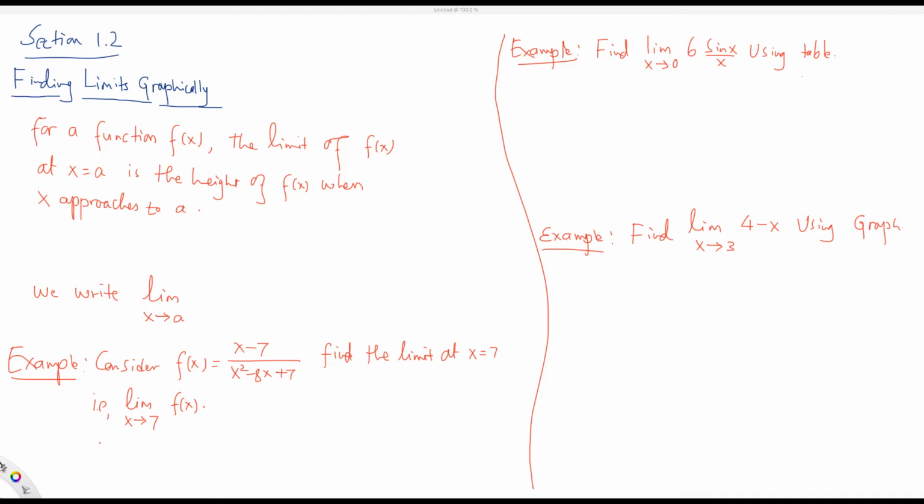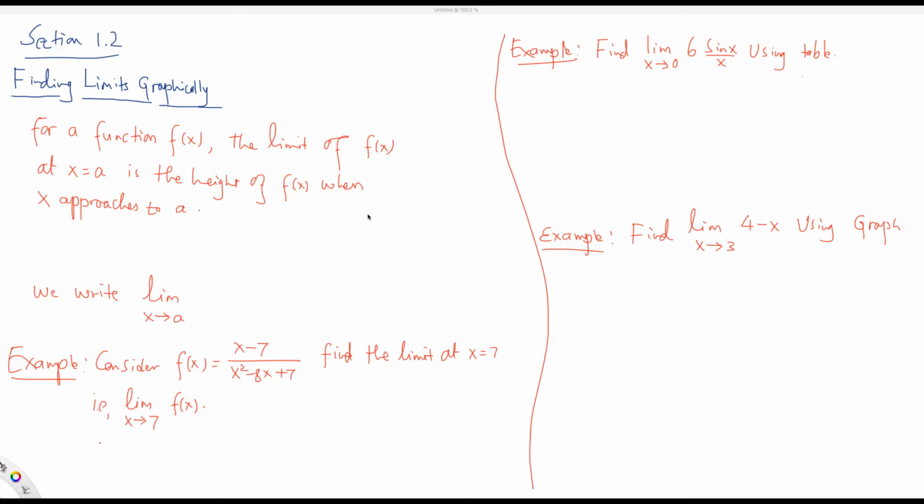In the last video we talked about what is the functional value. Functional value is the height of the function at a point, at x equals 1 or x equals 2 and so on. Now the limit of a function is not exactly the same as the functional value, but close to that. What does that mean? It means that for a function f(x), the limit of f(x) at x equals a is the height of the function when x approaches a.